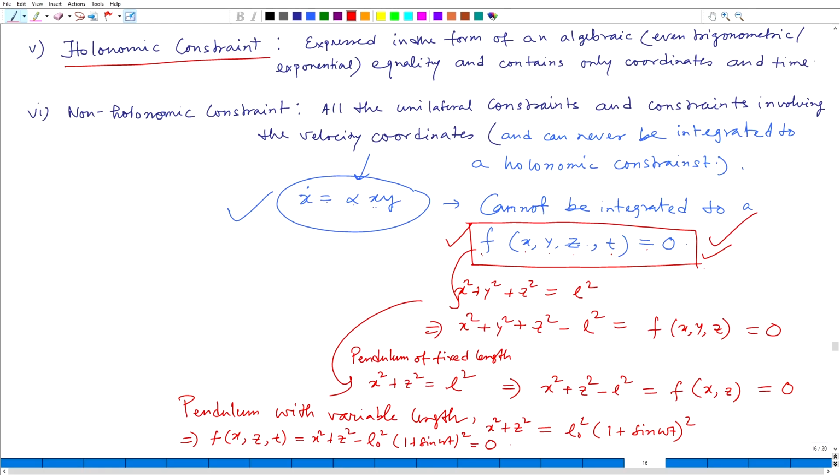Okay. So, in the next lecture we will discuss the importance of holonomic constraints and how, using those constraints, we can think of formulating a very easy way to solve different types of usual problems of classical mechanics. Okay. Thank you.